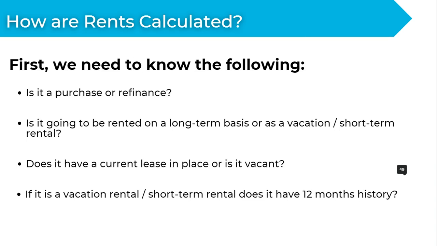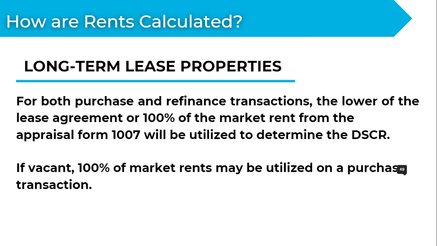So once we have the answers to all these questions, then we can determine how the lender is going to calculate the rents. So if it's a long-term lease property, for both purchase and refinance transactions, the lender is going to use the lower of the lease agreement or 100% of the market rent from the appraisal form 1007 that's going to be utilized to determine the DSCR. Okay, so for example, if you currently have that property leased for $1,500 and then the market rents that the appraiser goes out there has it at $1,400, the lender is going to use $1,400 in many cases.